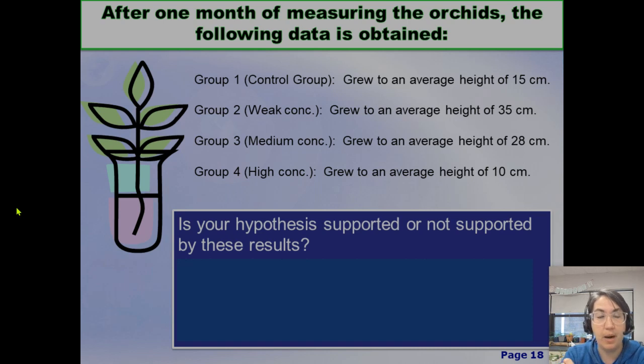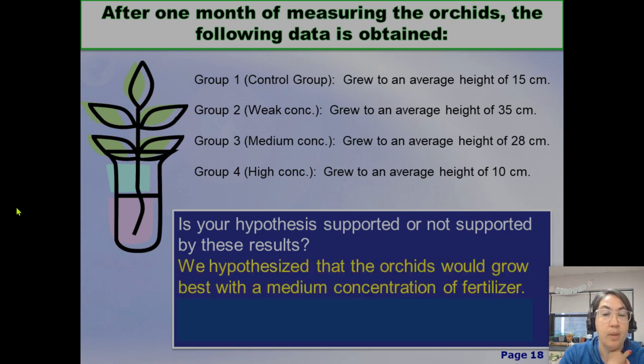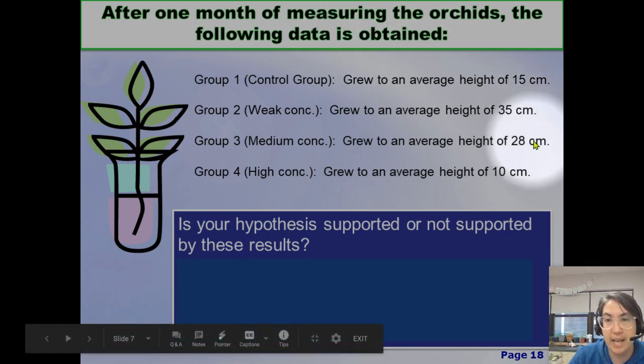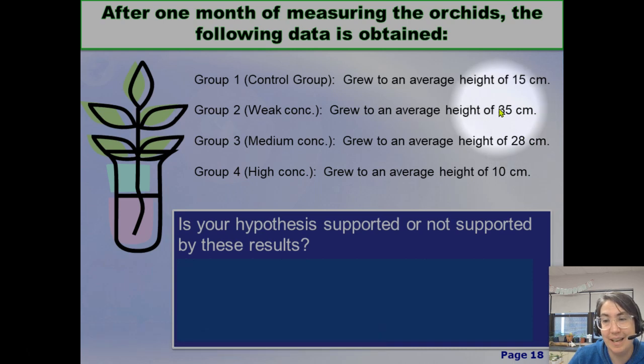So remember, our hypothesis was that a medium concentration of fertilizer would result in the best growth for my orchids. Well, let's look at our data. Medium concentration of fertilizer grew 28 centimeters. That is not the highest growth.